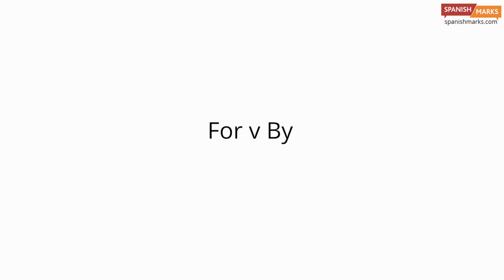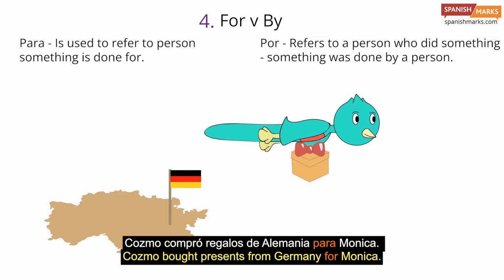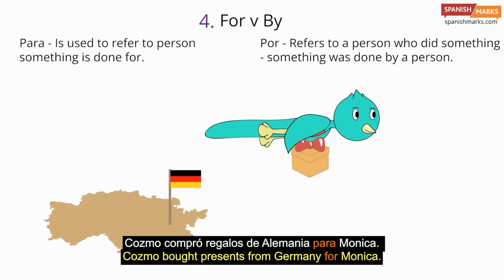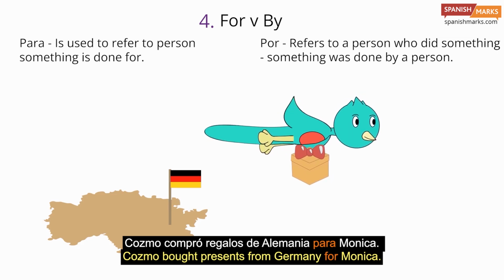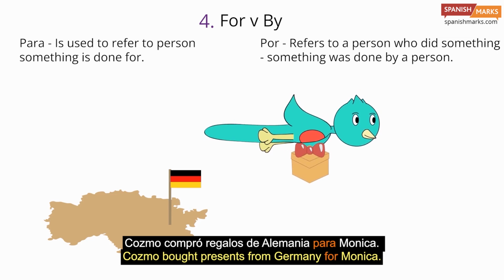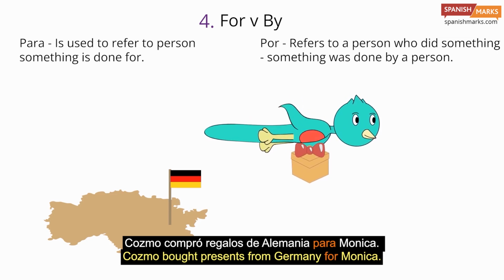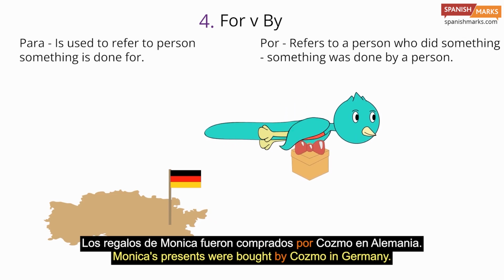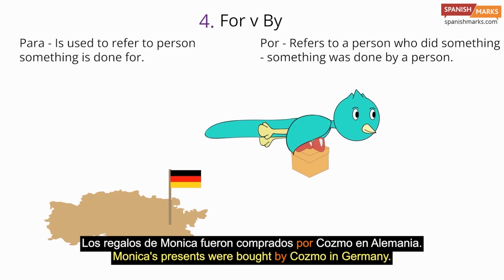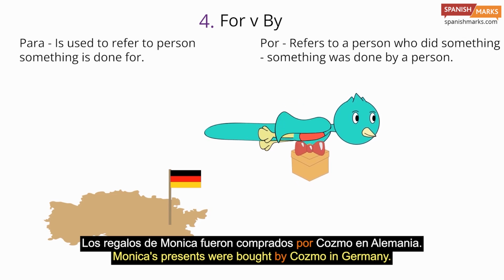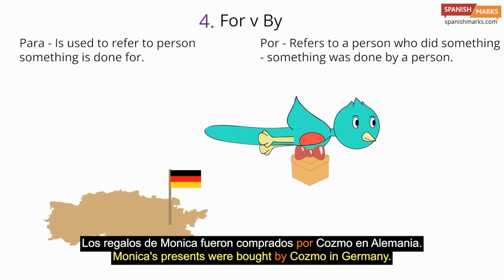Number 4. For versus by. Para is used to refer to a person something is done for. Cosmo compró regalos de Alemania para Mónica. Cosmo bought presents from Germany for Monica. Por refers to a person who did something. Something was done by a person. Los regalos de Mónica fueron comprados por Cosmo en Alemania. Monica's presents were bought by Cosmo in Germany.